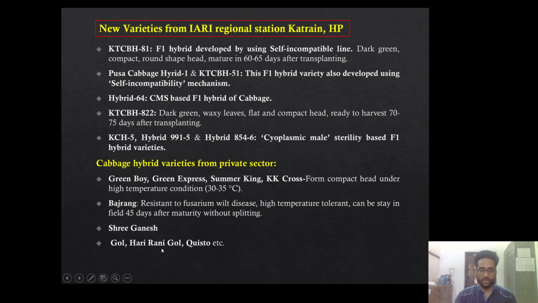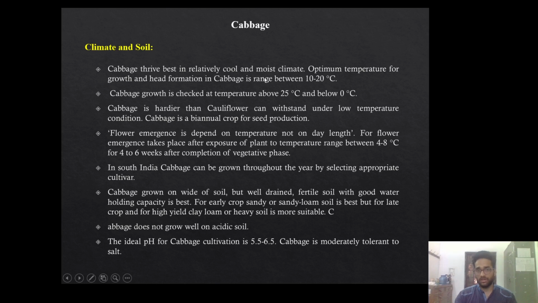Soil and climate: cabbage thrives best under relatively cool and moist climate. Optimum temperature for growth and head formation in cabbage ranges between 10 to 20 degrees Celsius. Cabbage is a hardier crop, meaning it can tolerate more low temperature as compared to cauliflower. Flower emergence in cabbage depends on temperature but not on day length. For flower emergence, the plant should be exposed to 4 to 8 degrees Celsius for 4 to 6 weeks after completion of vegetative phase.